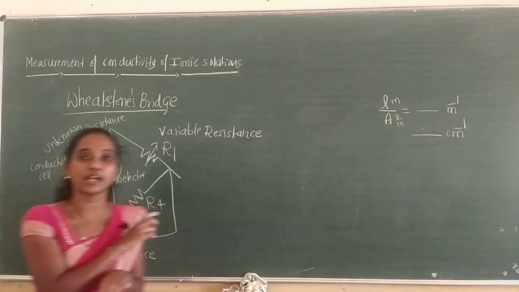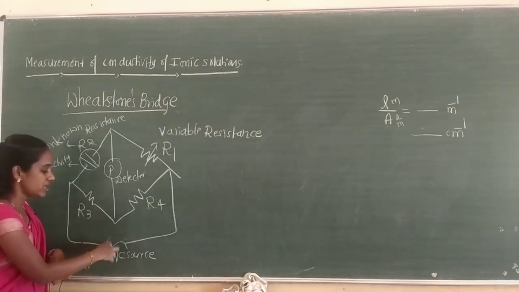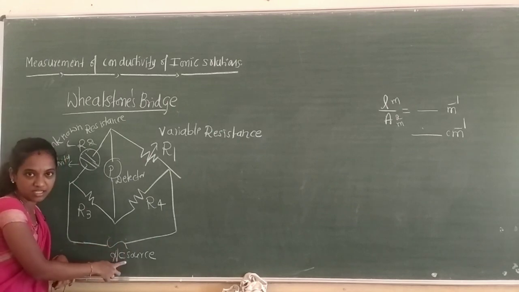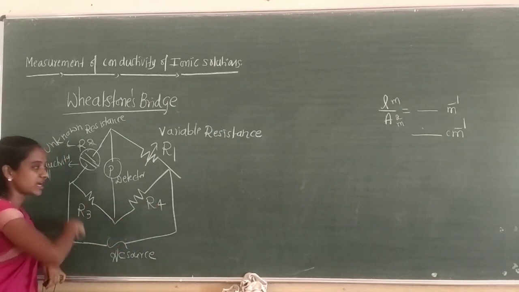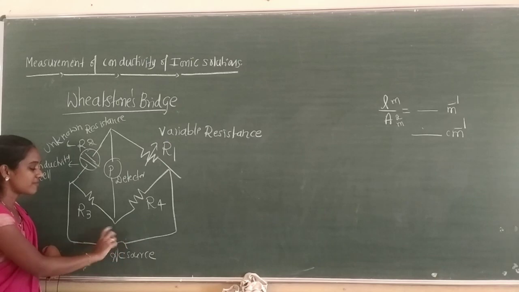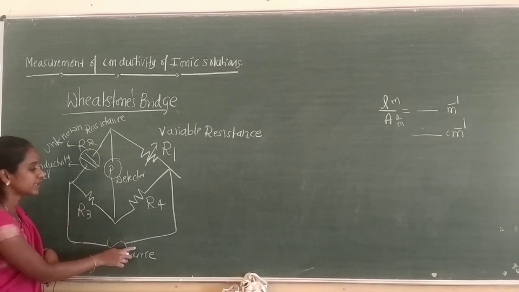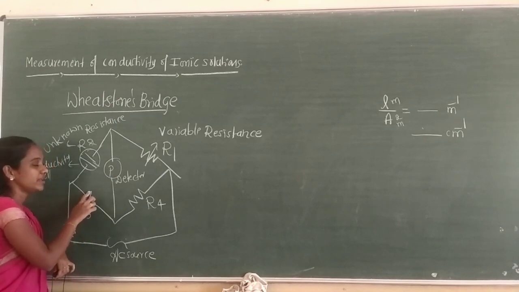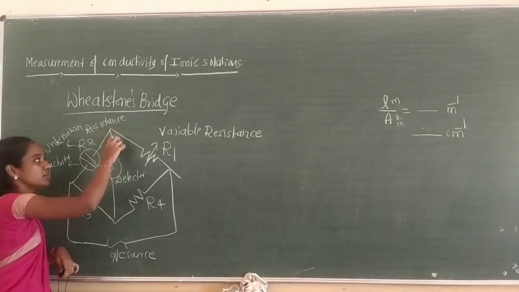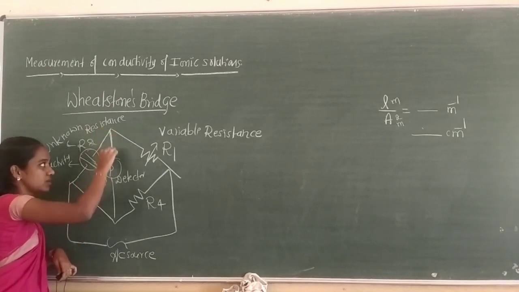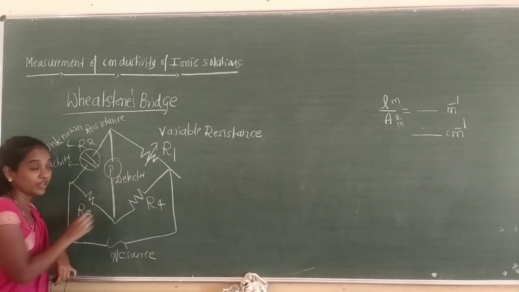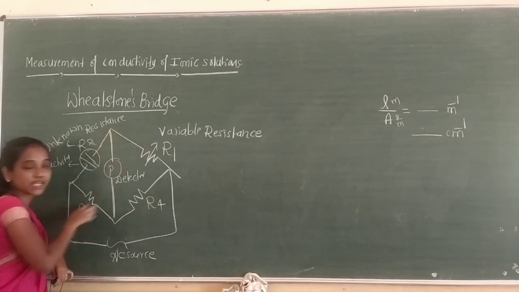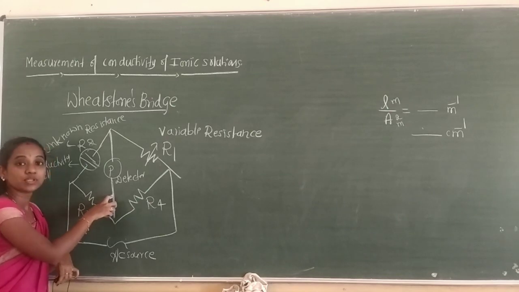The same direction current will flow. That's why here we are using AC signals. In both the directions current will flow. So what happens after supplying a current, it flows through the circuit. When in this bridge there is no current flowing through the circuit, at that time the circuit is said to be balanced.